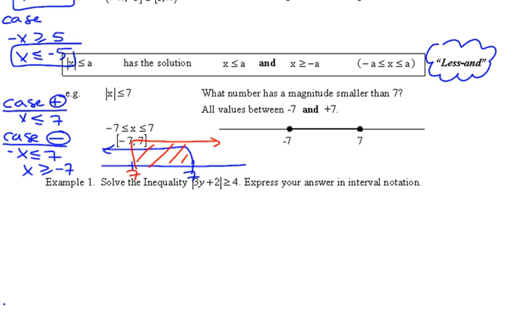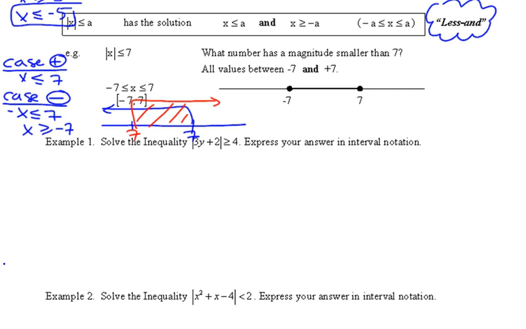So let's try a problem like this. Solve the inequality of the absolute value of 3y plus 2 is greater than or equal to 4. Express your answer in interval notation. Okay, so we have two cases because we have an absolute value. So the positive case, okay, what do we do for the positive case? Just 3y plus 2 is greater than or equal to 4.